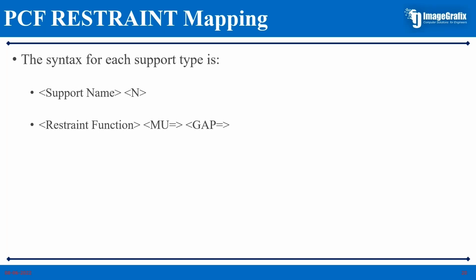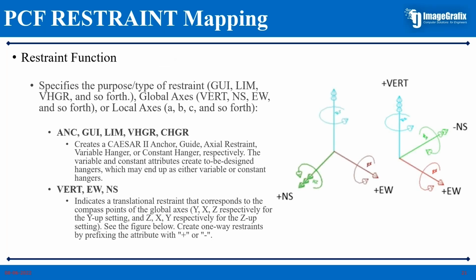This syntax follows. For the support name, I cannot use a tab. It should be a space bar, single space bar or multiple space bars, not an issue, but it should be a space. So same thing, suppose you specify the restraint function. Like ANC for your anchor, GUI for your guide, limits, vertical hanger, or your constant spring hanger. So what is the support? These are your functions.